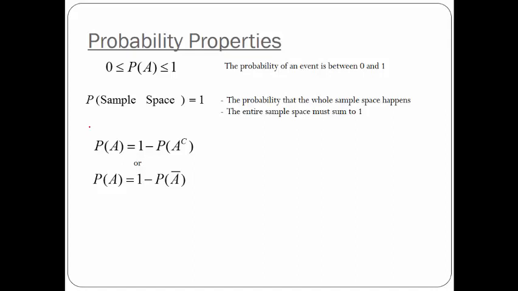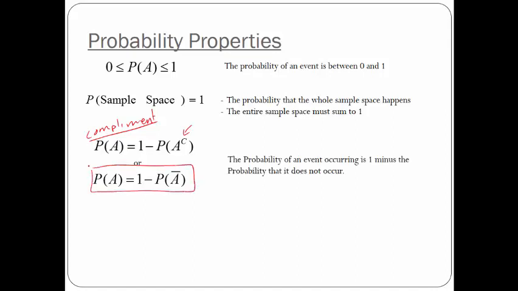This is what's called the complement. Both of these mean the exact same thing. Some texts still use a superscript C. Some will use the bar over the top. I typically go with the bar over the top. But the idea, the probability of an event occurring is 1 minus the probability it does not occur. And we're going to use that in a minute.